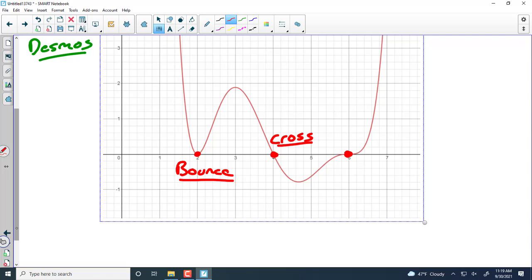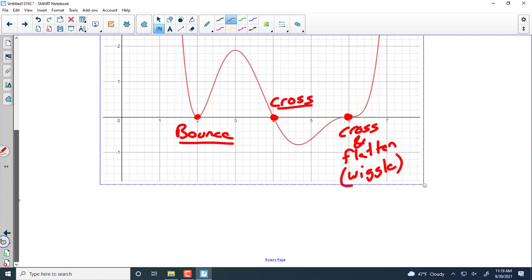You just go right across the x-axis, no hesitation. Which is slightly different than this one, where it looks like you're going to bounce, but you don't. I call this a cross and flatten, but I will also accept the term wiggle. It makes a difference. And it turns out what determines the way you cross or bounce off the x-axis, your behavior at the x-intercept, is based on the multiplicity.